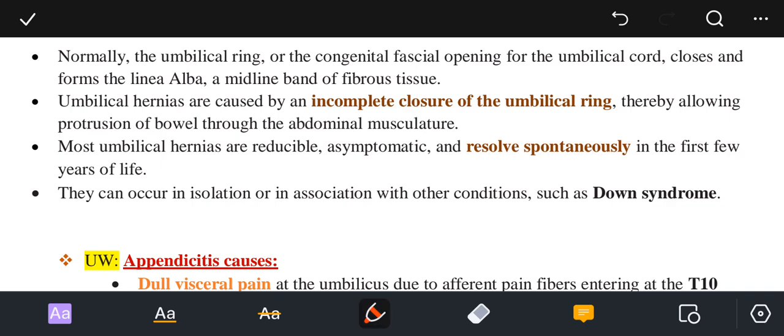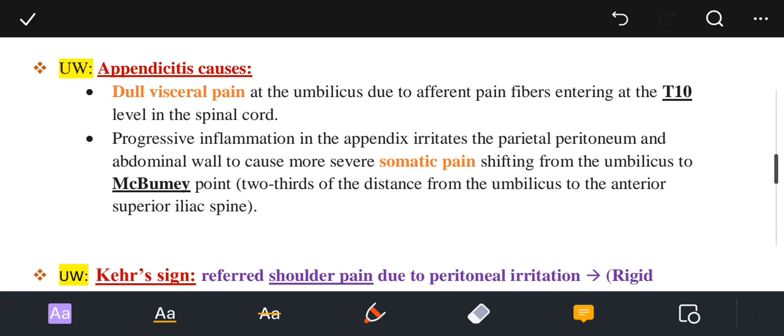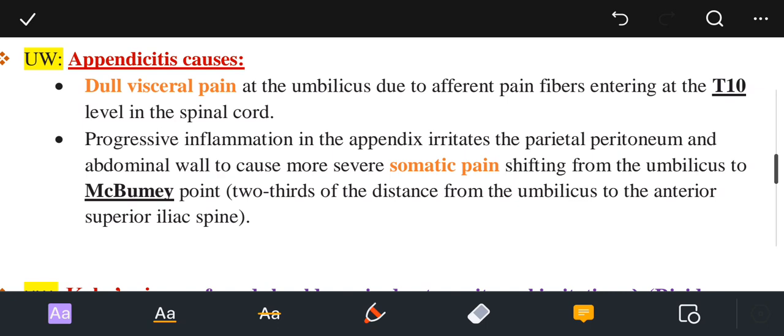Umbilical hernias are caused by incomplete closure of the umbilical ring, therefore allowing the protrusion of bowel through the abdominal musculature. Most umbilical hernias are reducible, asymptomatic, and resolve spontaneously in the first few years of life. They can occur in isolation or in association with other conditions such as Down syndrome. And you must remember that it is the femoral hernias in which we have an increased chance of strangulation and incarceration. Then what is appendicitis? It is one of the most common problems which you often see in the surgical emergencies of your hospitals.